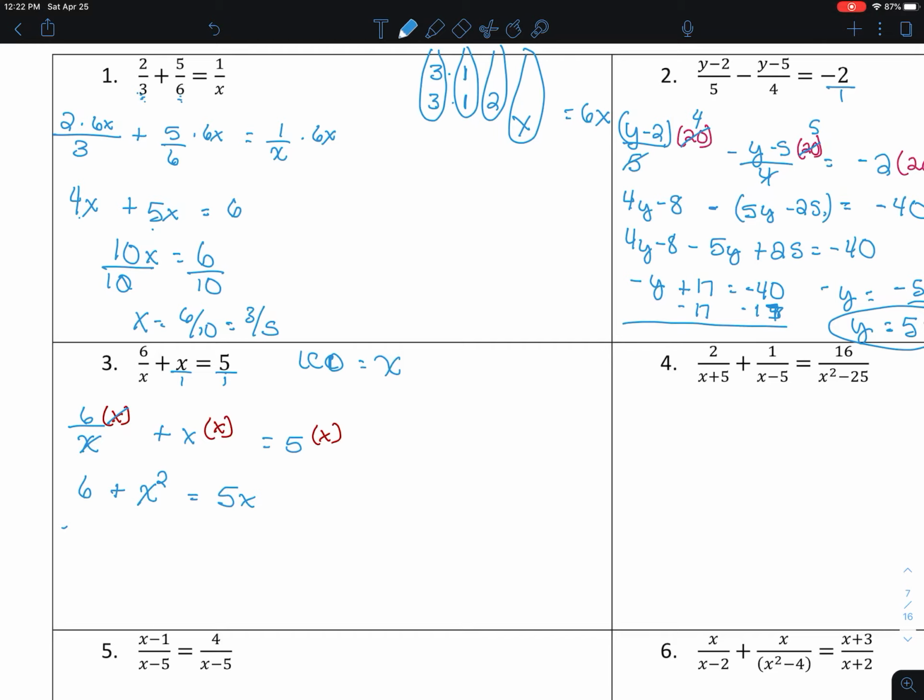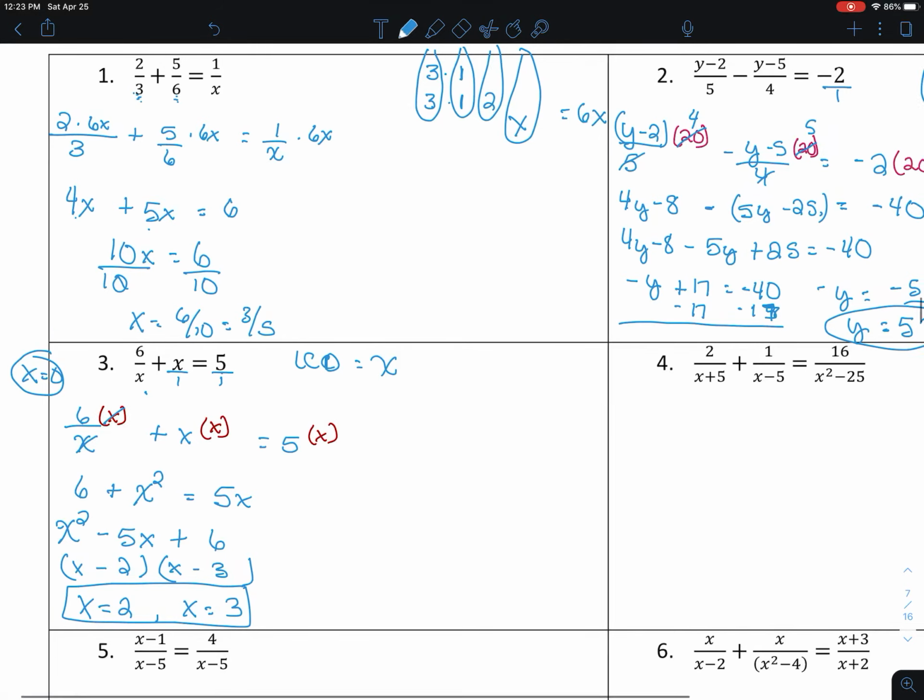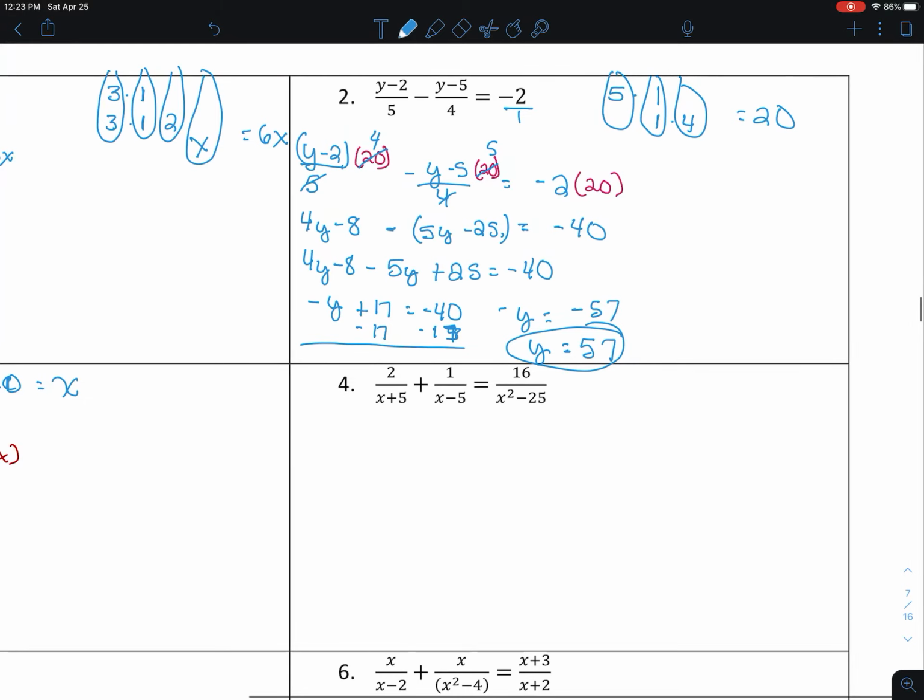So this is a quadratic equation. So how do I solve a quadratic equation? I set it equal to 0, so I'm going to bring the 5x over, make it 6, and then I have to factor. I get x minus 2, x minus 3. So my possible answers are x equals 2 and x equals 3. We haven't talked much about extraneous answers, but an extraneous answer would have been if I had gotten x equals 0 here, because x is in the denominator. It cannot equal 0. We're going to get one in a minute.